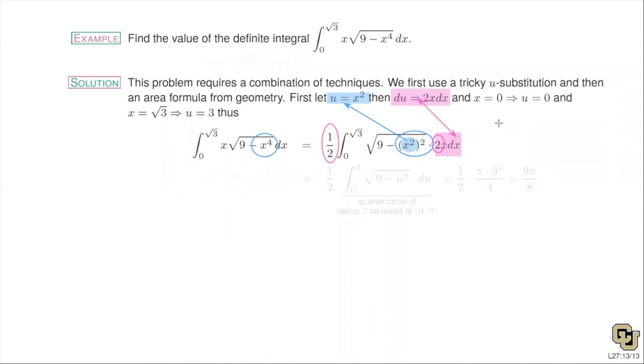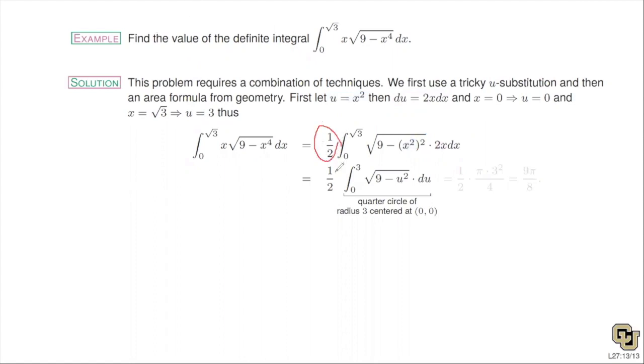So I'm ready to change from the x variable to the u variable. You can see we have the 1/2 from when I multiplied it in. The 2x dx becomes a du because 2x dx equals du. The x squared here, I replaced with u, and that was x squared squared, so that becomes a u squared. And finally, the bounds. I changed from bounds in the x variable to bounds in the u variable, again, coming from the substitution.